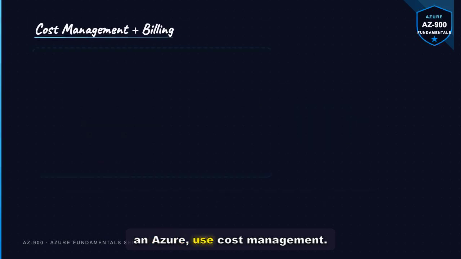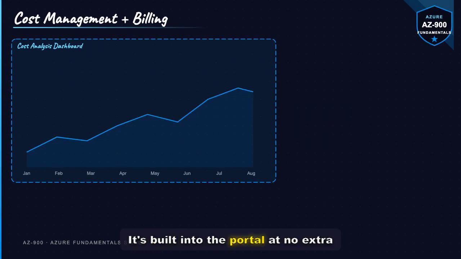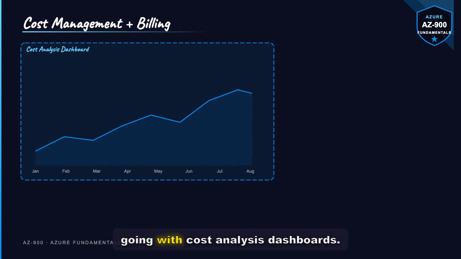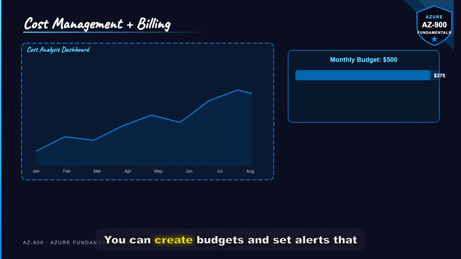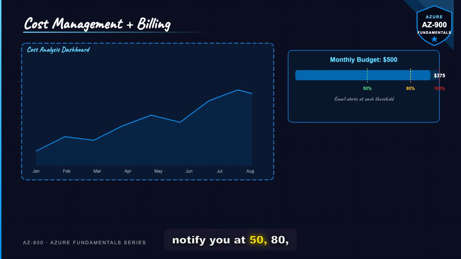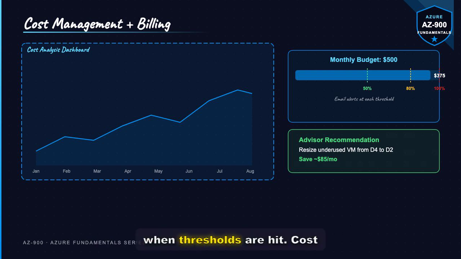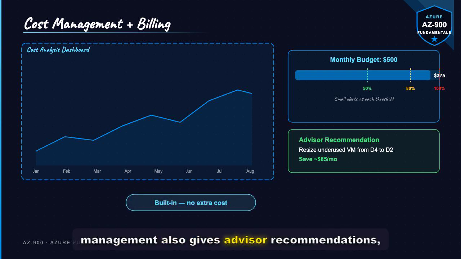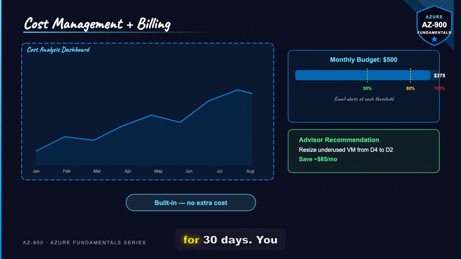Once you're running in Azure, use Cost Management. It's built into the portal at no extra charge. It shows where your money is going with cost analysis dashboards. You can create budgets and set alerts that notify you at 50, 80, and 100%. You can even trigger automation to shut down resources when thresholds are hit. Cost Management also gives advisor recommendations, like suggesting you downsize a VM that's been at 5% CPU for 30 days.